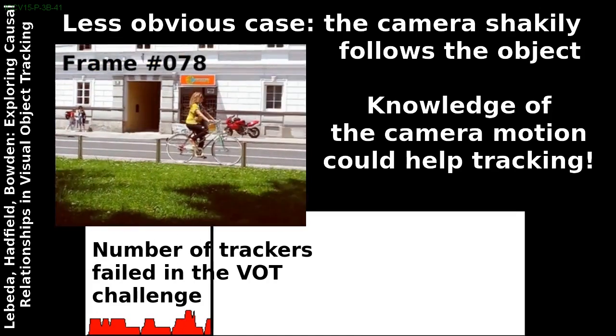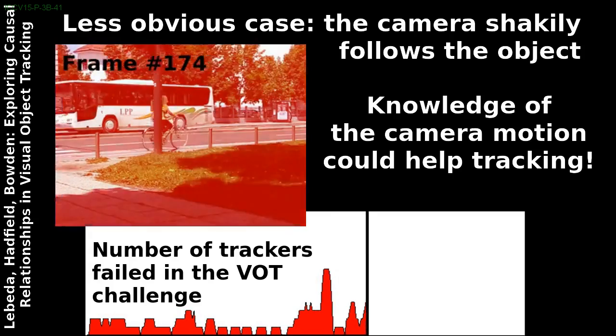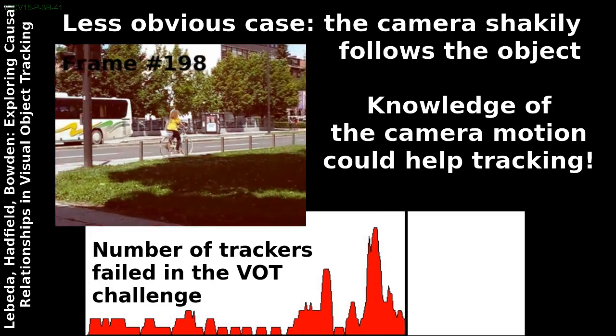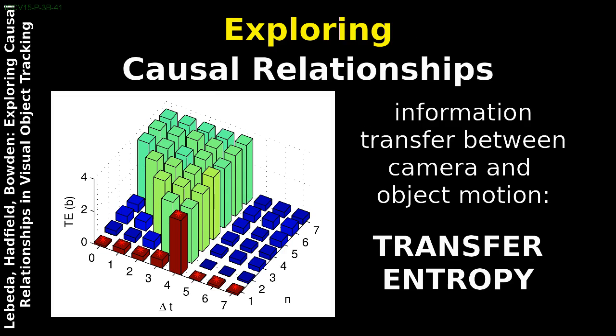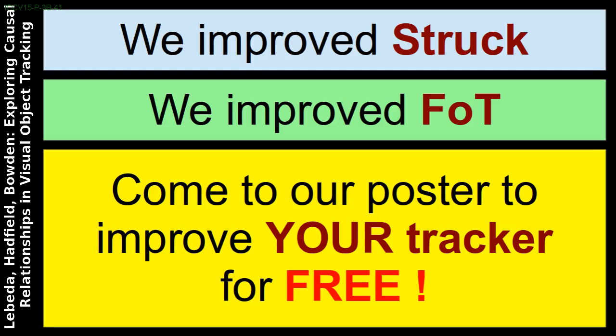In this sequence, there are several challenging moments. The first is when the camera suddenly shakes. The second is after full occlusion. Using the camera motion information and causal relationships, prior information can be supplied to a tracker to prevent failure in both these cases. We propose a method to discover these causal links. Our entropy-based approach can measure complex non-linear relationships. These are then used to predict future object motions, outperforming non-causal methods such as autoregression or Kalman filter. Please come see us at our poster for more information.